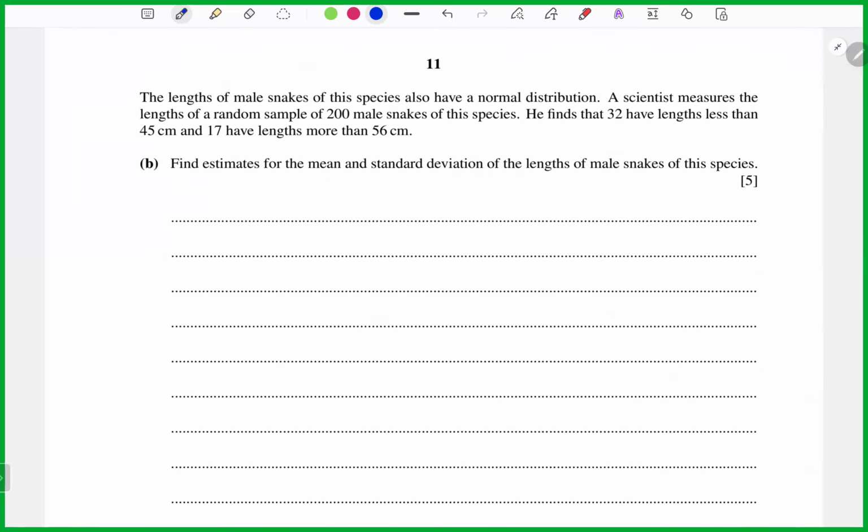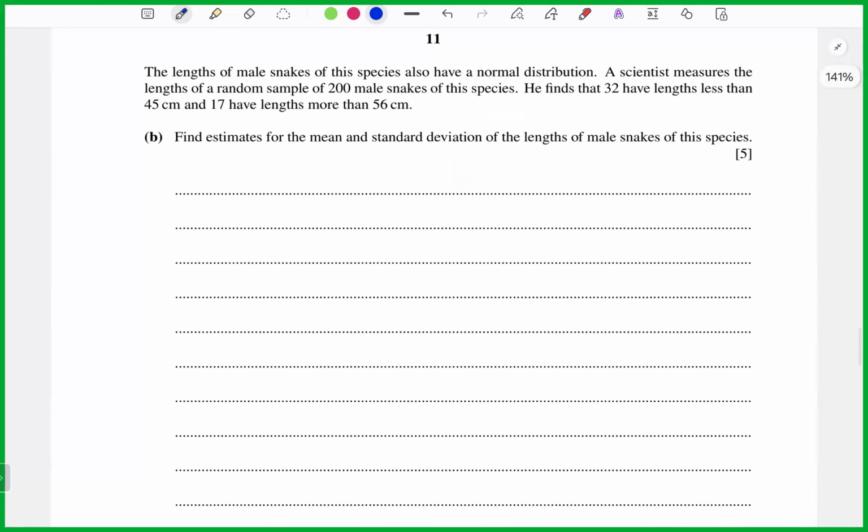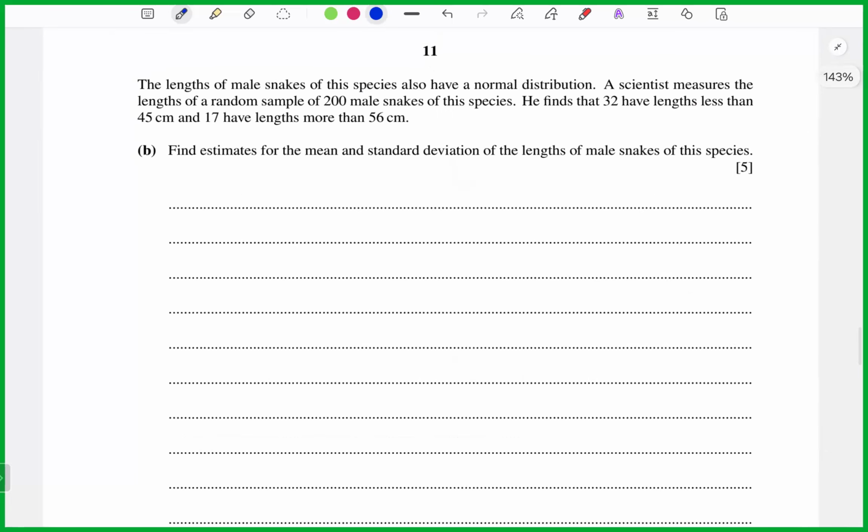Now we try going to the next question. The length of the male snakes of this species also has a normal distribution. A scientist measures the length of a random sample of 200 male snakes of this species. He finds that 32 have length less than 45 cm and 17 have length more than 56 cm. Find estimates for the mean and standard deviation of the length of the male snakes of this species. Now the question gives you samples, right? It's 200 male snakes of this species.